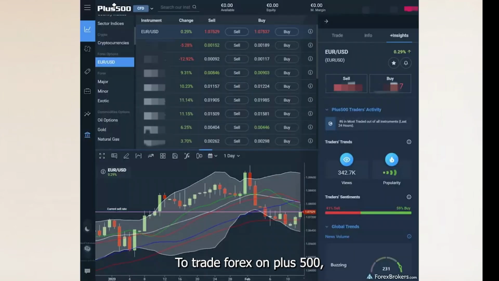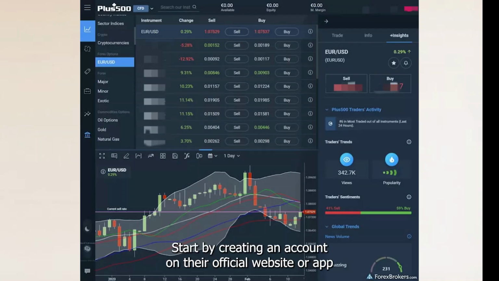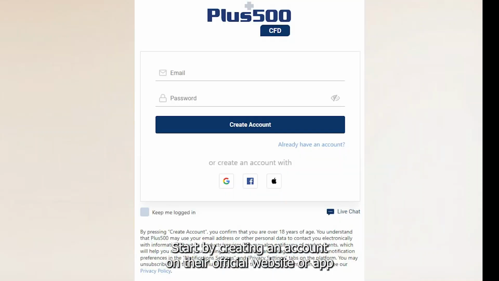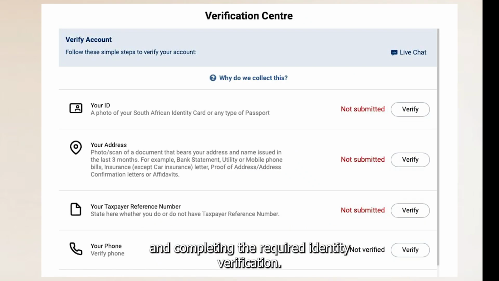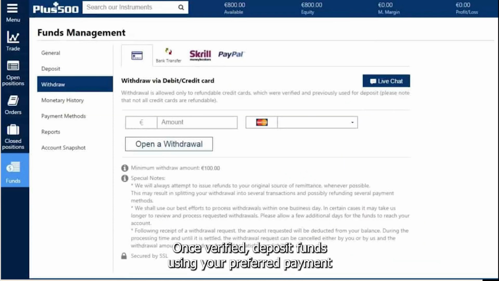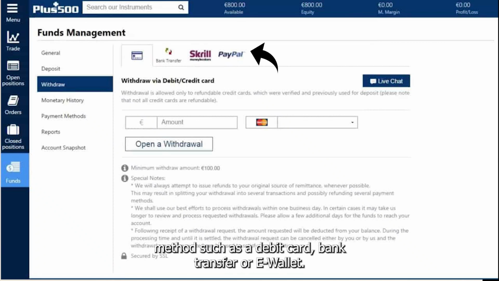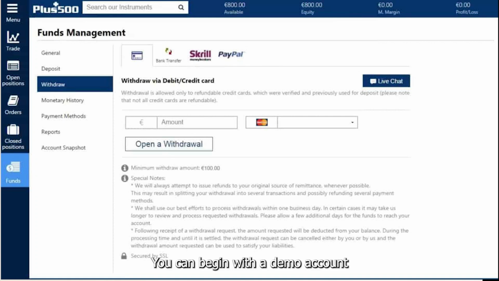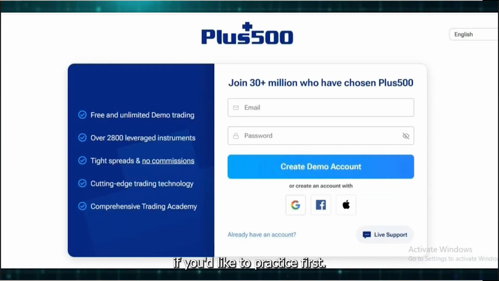To trade Forex on Plus500, start by creating an account on their official website or app and completing the required identity verification. Once verified, deposit funds using your preferred payment method such as a debit card, bank transfer, or e-wallet. You can begin with a demo account if you'd like to practice first.